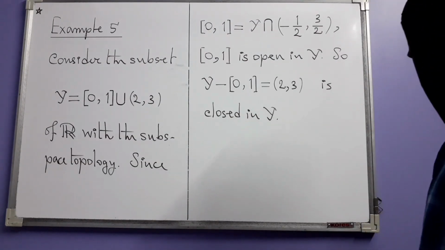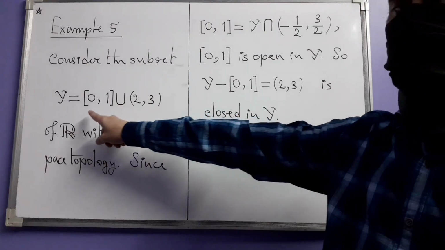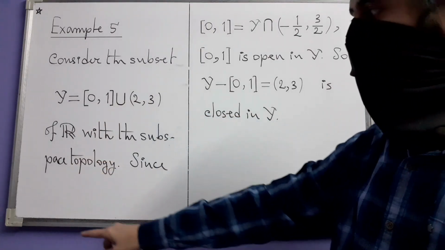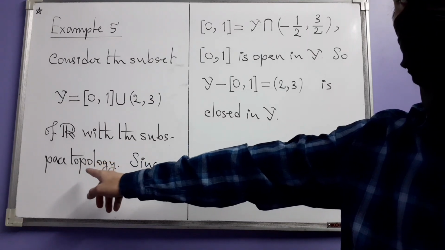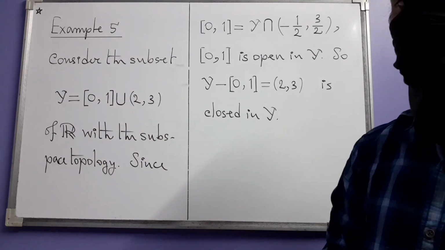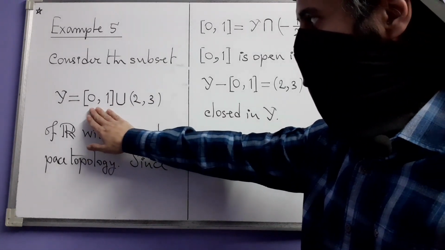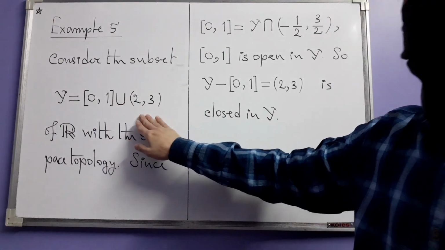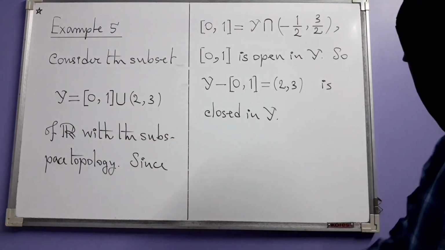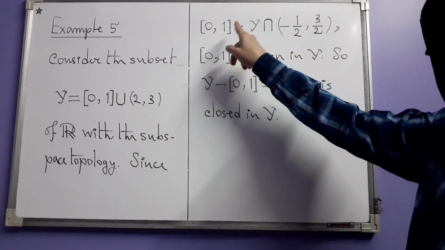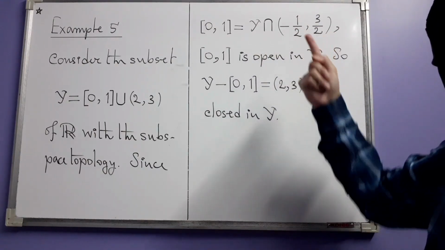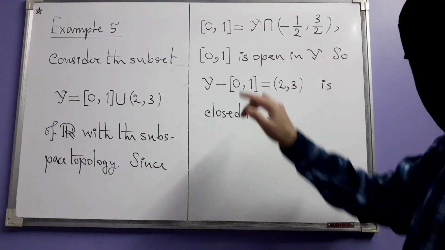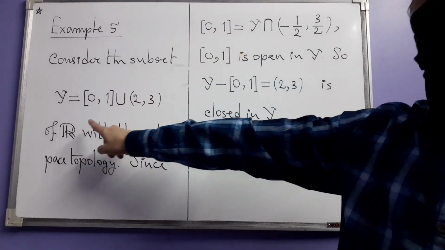So that's why in the discrete topology every subset of X is closed. Next, example 5, where we consider the following subset Y of R, where R has the usual topology and Y has the subspace topology that it inherits from R. Y is the union of the closed interval [0, 1] and the open interval (2, 3). Now note this: if you take the intersection of Y with the open interval (-1/2, 3/2), then you get the closed interval [0, 1].